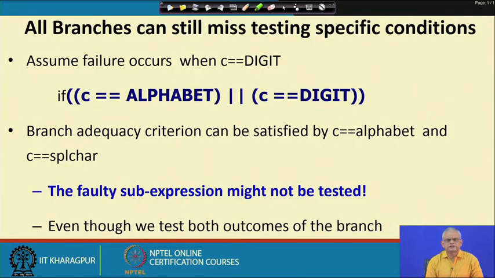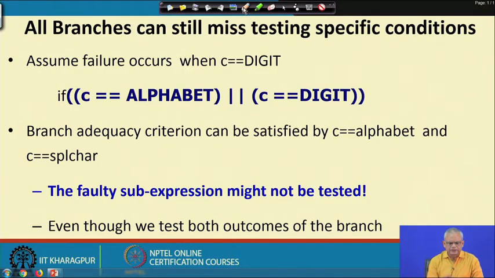First, let us address the question: is branch coverage testing good enough? To put it in other words, if all branches have been tested, can we miss some specific test conditions, or can bugs remain even after we have completed branch coverage testing or decision coverage testing? Let us take a simple example.